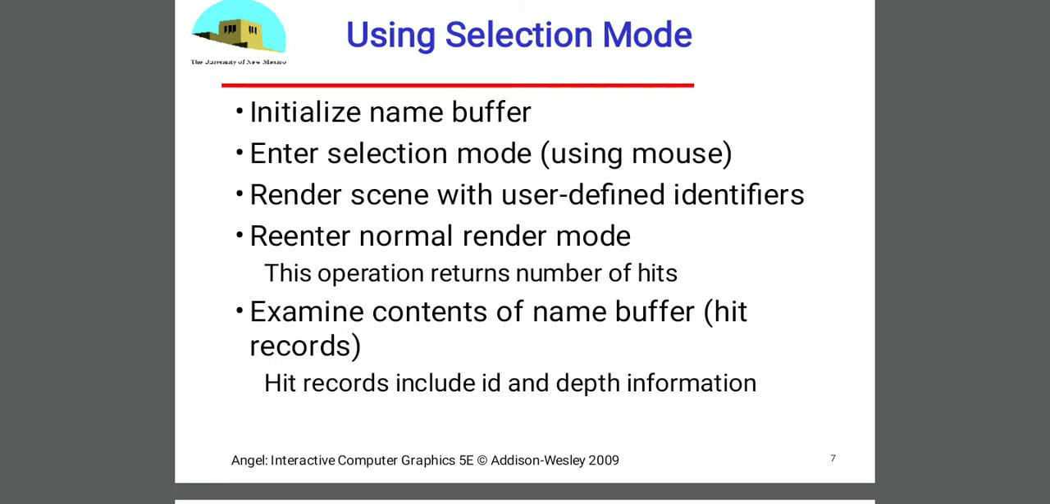How to use this selection mode? First we should initialize the buffer. From many objects, partially you assign to the front buffer and partially you assign to the back buffer, the name of the buffer. And then you give the selection mode. Out of the three modes, feedback, selection, render mode, whichever mode we want to use, that selection mode you assign. Third is render the scene with user defined identifiers. Now you apply your OpenGL logic. Render, re-enter normal render mode, examine the content of the name buffer, the hit list.